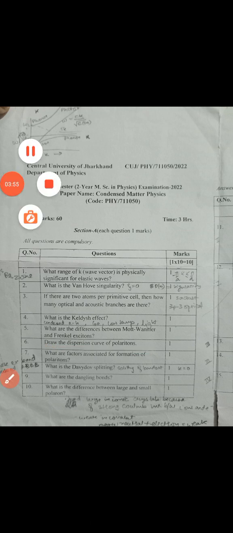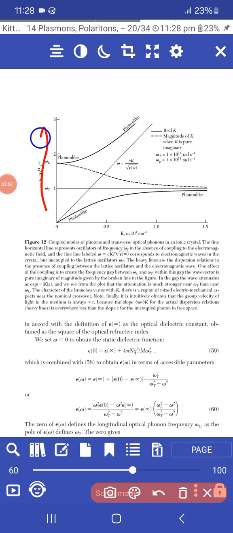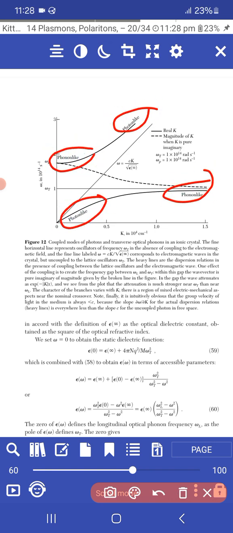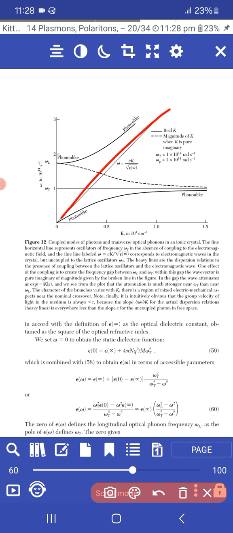Draw the dispersion curve of polaritons. This might be it. Omega versus k. This is omega T in the middle. That's 1. This is omega L. This line is photon-like, and this is phonon-like. This line represents omega equal to ck by root epsilon infinity. That's probably some limit.